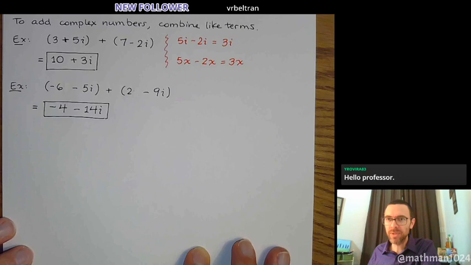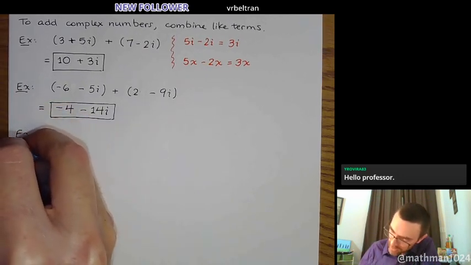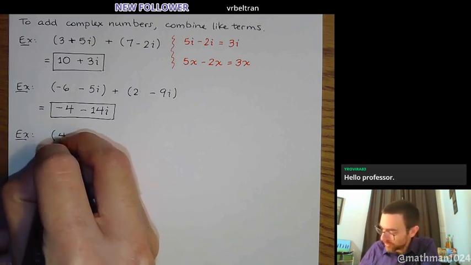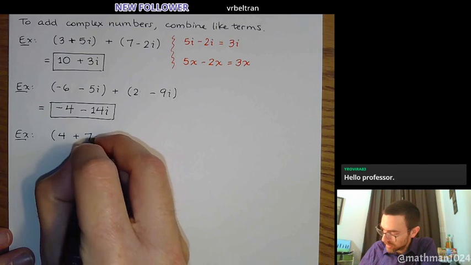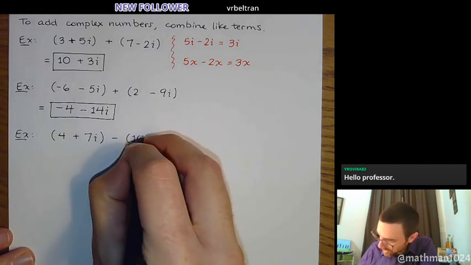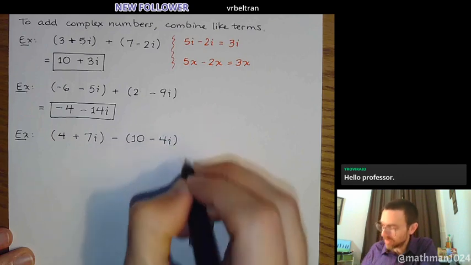Subtraction is pretty much the same thing. You're still looking for like terms, but you have this extra piece of subtraction that you have to worry about. So if I take 4 plus 7i minus 10 minus 4i, like this.